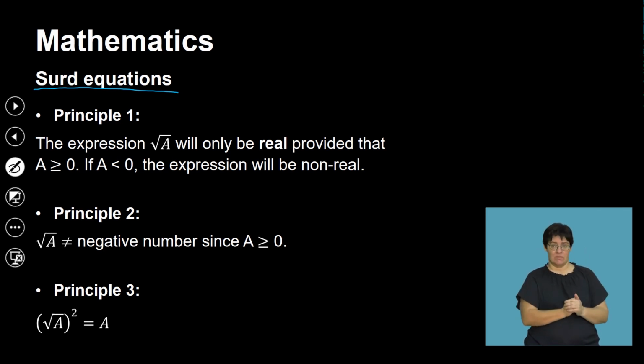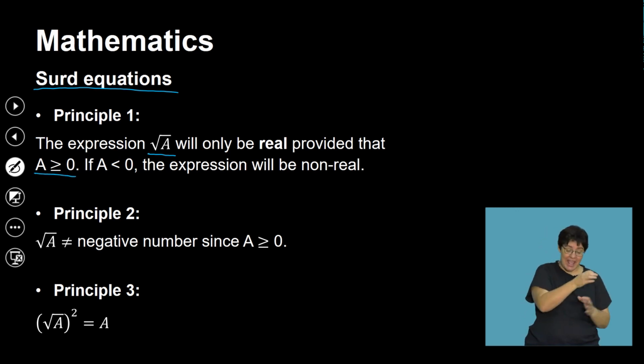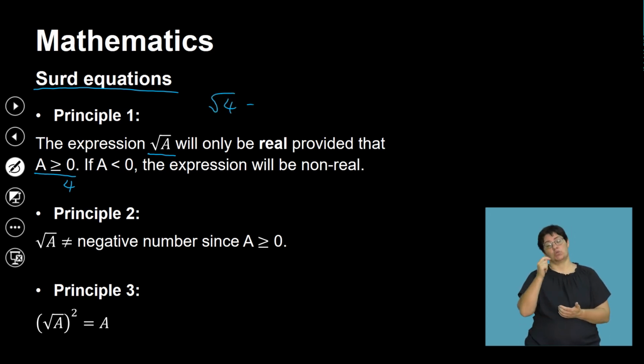If the expression root of a has to be real, it must be that the value of a is greater or equal to 0. If a is less than 0, then the expression will be non-real, right? What does that mean? Remember, a number greater than 0 can be 4. If I have root of 4, this is a real number because I can find it on the calculator and it will give me 2.